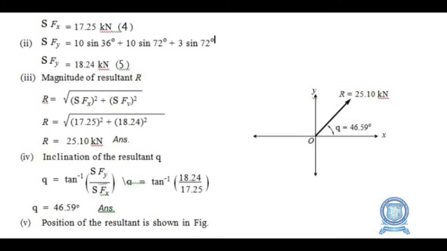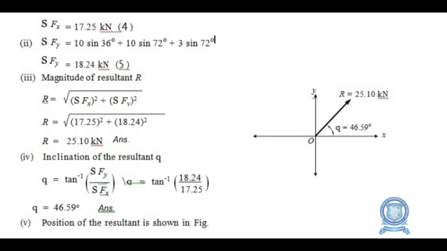Okay. Now we resolve the forces vertically. The first force is purely horizontal, so it can be neglected in the vertical components. Okay. The second force, 10 kilonewton, is inclined 36 degrees, so 10 sin 36. The third force has the same magnitude, 10 sin 72, and the fourth one is in the second quadrant, plus 3 sin 72. Solving these we get the vertical component summation, that is sigma Fy, that is sigma V, equal to 18.24 kilonewtons. Okay. So both the horizontal and vertical components are positive here, so you can easily judge that the resultant is located in the first quadrant.